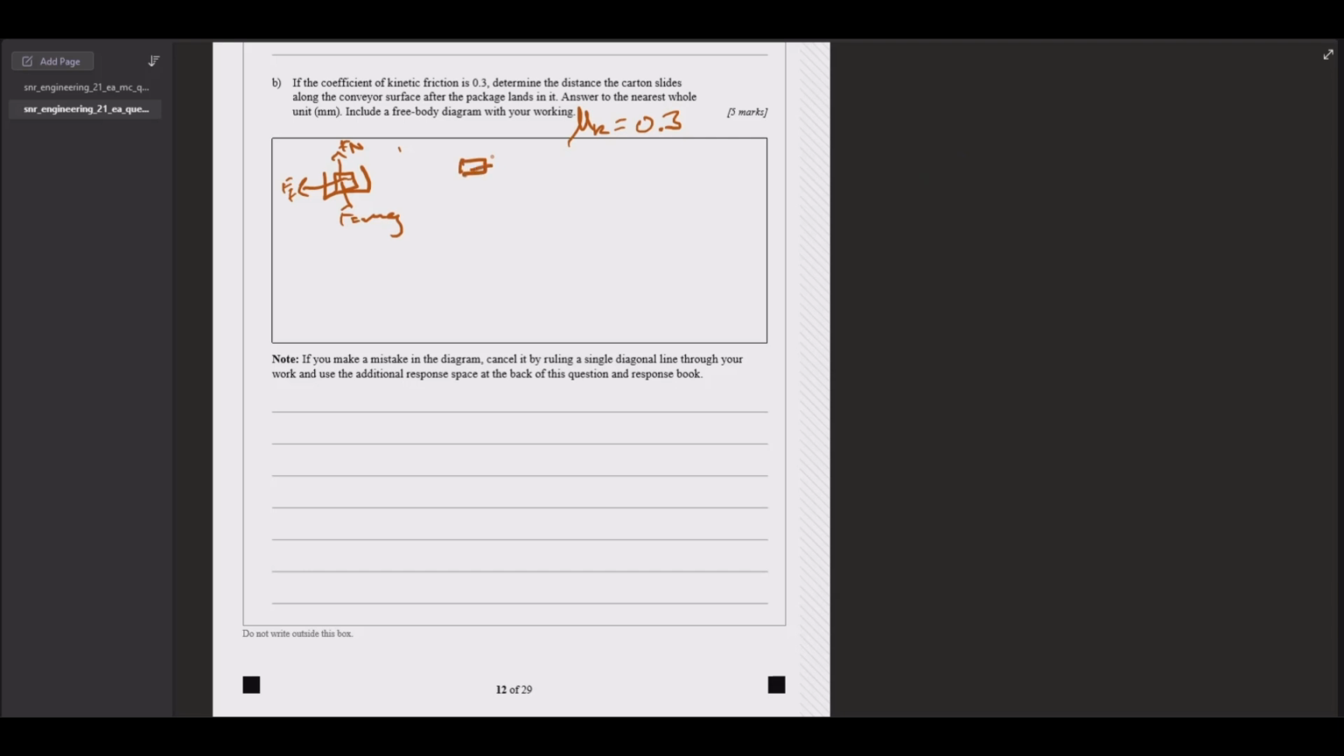So if the package is going 5 meters per second and the carton is going 2 meters per second, then we can effectively view this as stationary and 5 minus 2, 3 meters per second. And to conserve the velocity, the whole system is now going to be moving at 3 meters per second.